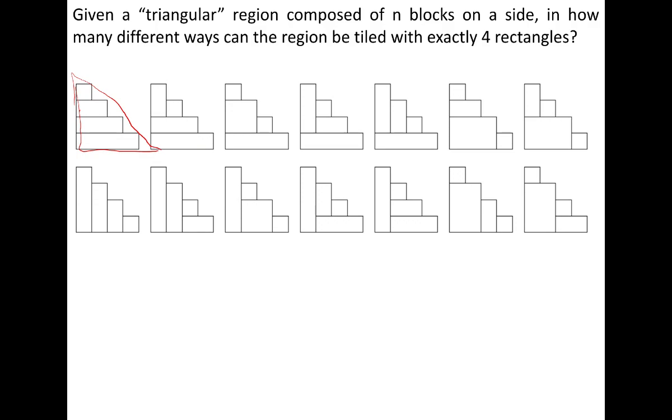Now given a triangular region composed of n blocks on a side, in how many different ways can the region be tiled with exactly 4 rectangles? Something like this. So there is a triangular region and I want to tile it with 4 rectangles on one side. If you compute C4, which is 14, then you will realize that the number of ways is 14.